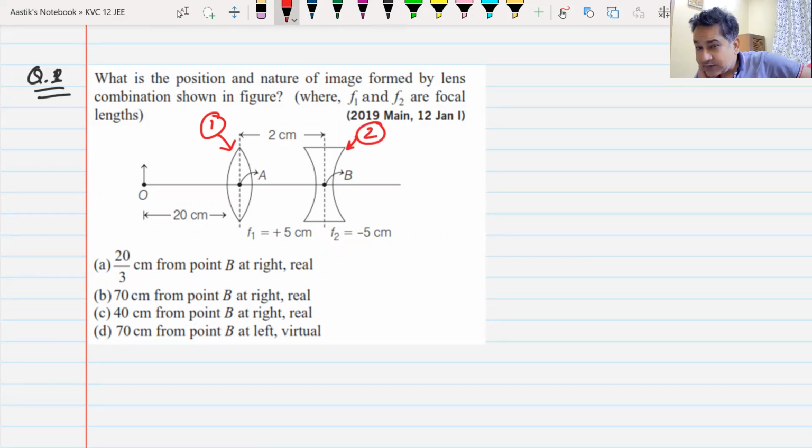Then you have to find out the position of the final image. Solve this, and then I'll show you something more interesting. Remember, in which year this happened? 2019 JEE Main. I'll show you something more interesting.